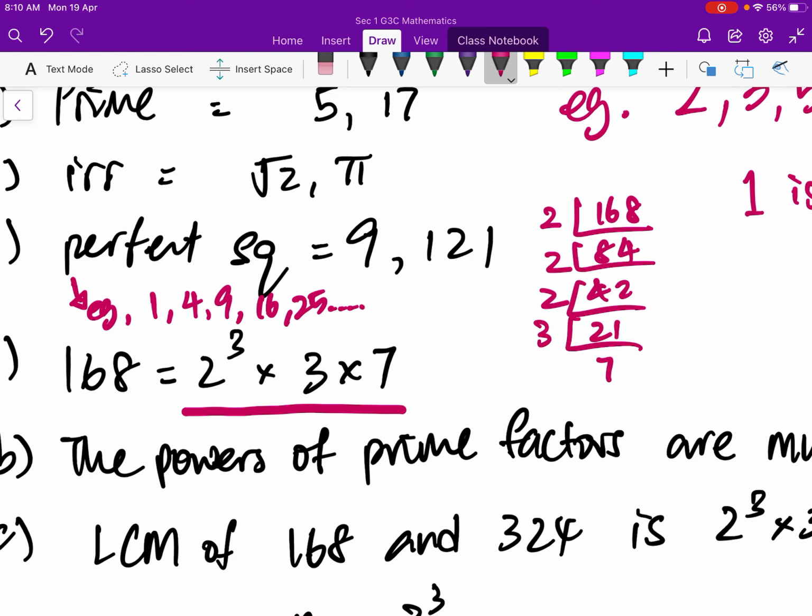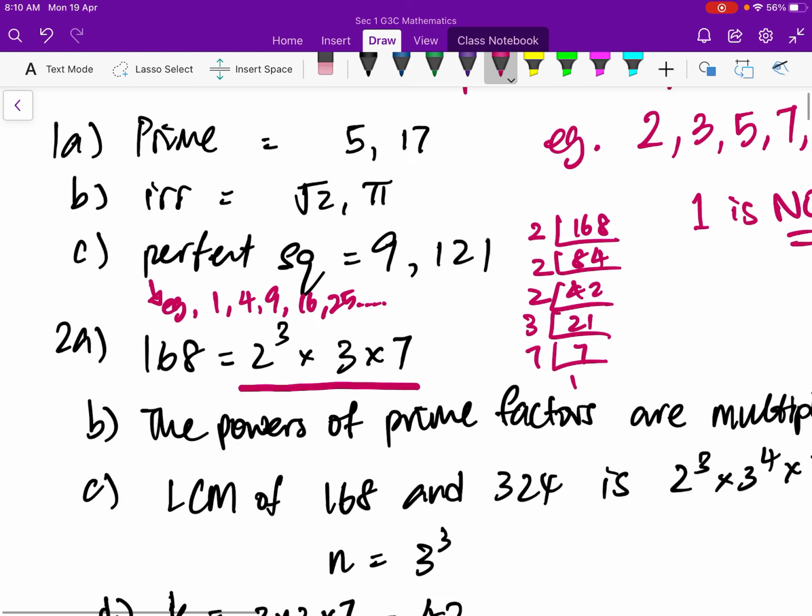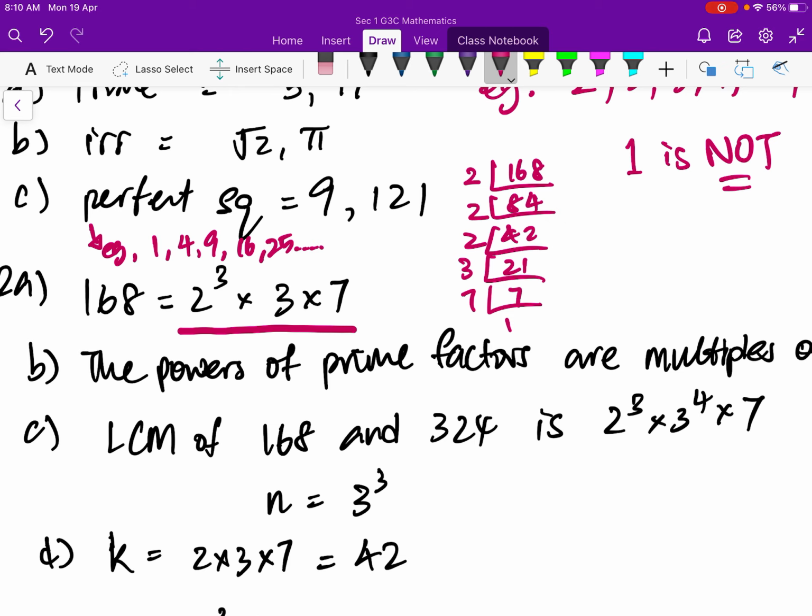So our 168 is broken down into 2 to the power of 3, because it appeared 3 times, times 3 times 7. To complete this, 7 and 1. So we've broken down to our prime factors. And then the next part, explain why 324 is a perfect square.